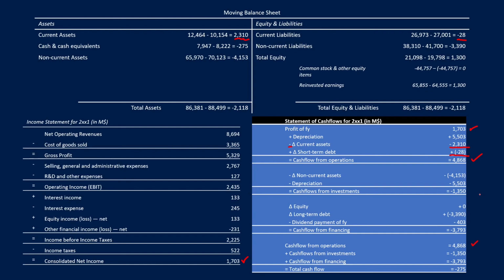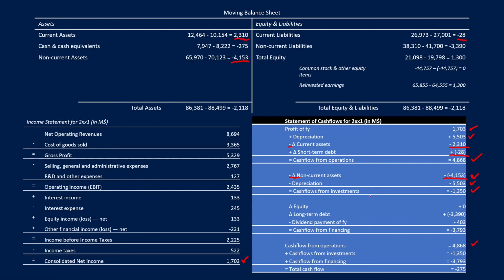Let's go into the investments part of the cash flow calculation. We have minus the change of non-current assets. Here we have the non-current assets. The change is negative, so we have minus the negative change, which is plus. And the depreciation again, it's given here, and it's given here again. So adding both will give a negative cash flow from investments.